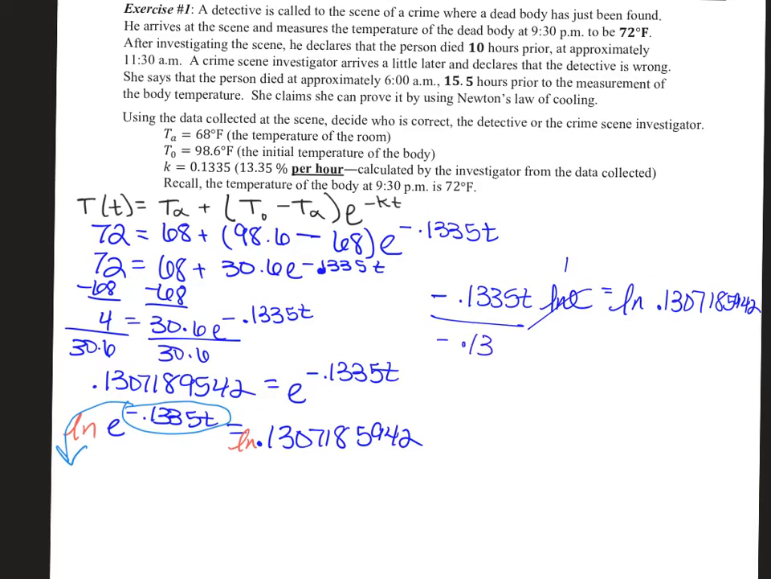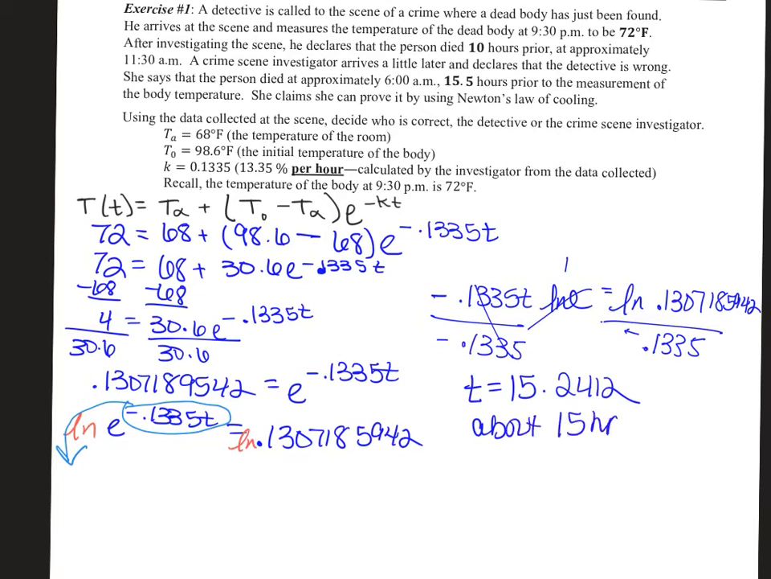Divide both sides by the K, or the negative 0.1335, and that's going to cancel. So I'm going to put that whole right side of my equation in my calculator, and when you do that, you should get 15.2412. I might have rounded that a little bit. And we're going to do it to the nearest hour. So we're going to say about 15 hours this body has been dead.